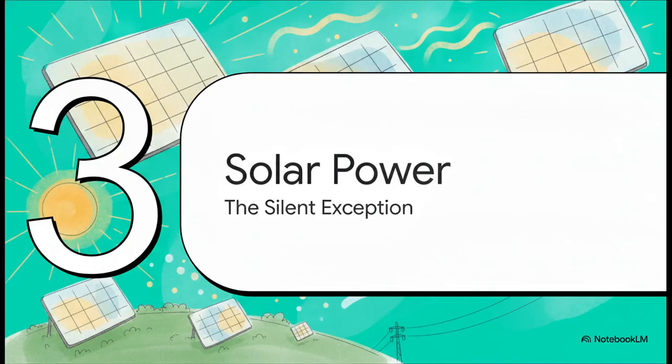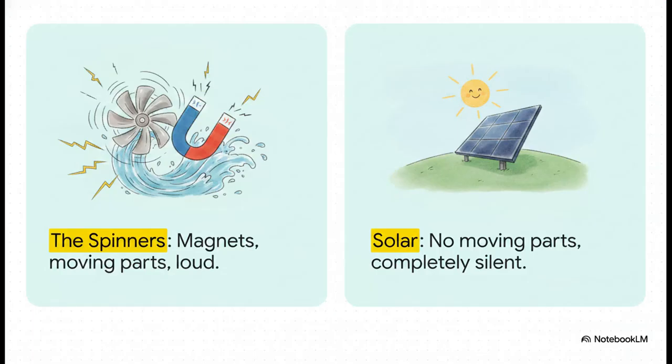Next up, Section 3, solar, the silent exception. Okay, so this brings us to our fifth energy source, and it is completely unique. Think about all the spinners we just talked about. Hydro, wind, thermal, nuclear. They all involve massive magnets, huge moving parts, rushing water, high-pressure steam, and they are all incredibly loud. Now compare all of that to solar.